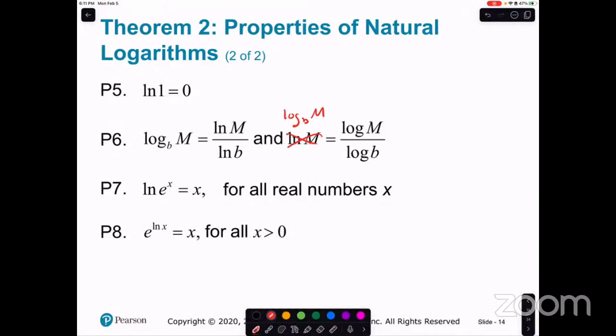Again, with this one, natural log and e cancel, so that comes down, and we're just left with the power there. The same thing here, e and natural log cancel, so we're left with the inside part of the log.